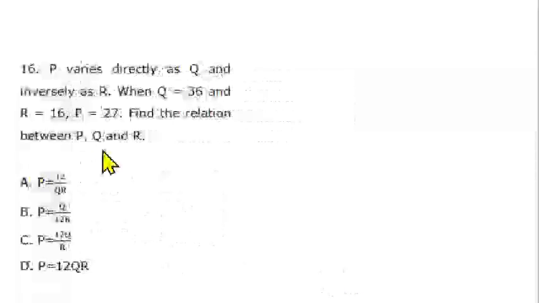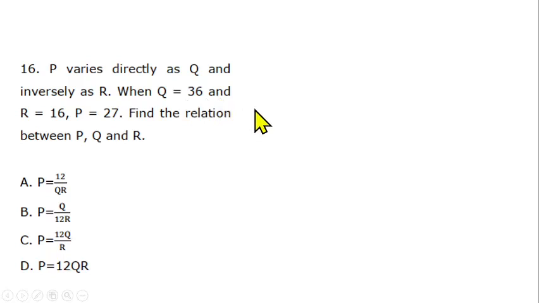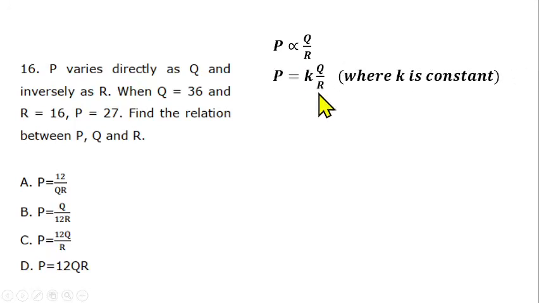Question number 16 is also from variation. If p varies directly as q and inversely as r, when q is 36 and r is 16, p is 27, we have to find the relation between p, q and r. So p varies as q, inversely as r. Change to an equation, introduce a constant k. You have p equals kq over r. Then put in your q, your r and p. You have 27 equals k times 36 over 16.